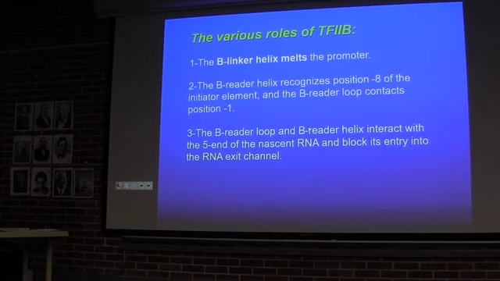What does TF2B do? This is sort of a summary. Linker melts, the reader recognizes -8 of the initiator and contacts the B loop, thus it comes out the end of the reader, contacts position -1. It also is what interacts with the 5' end of the nascent transcripts and initially blocks its exit.